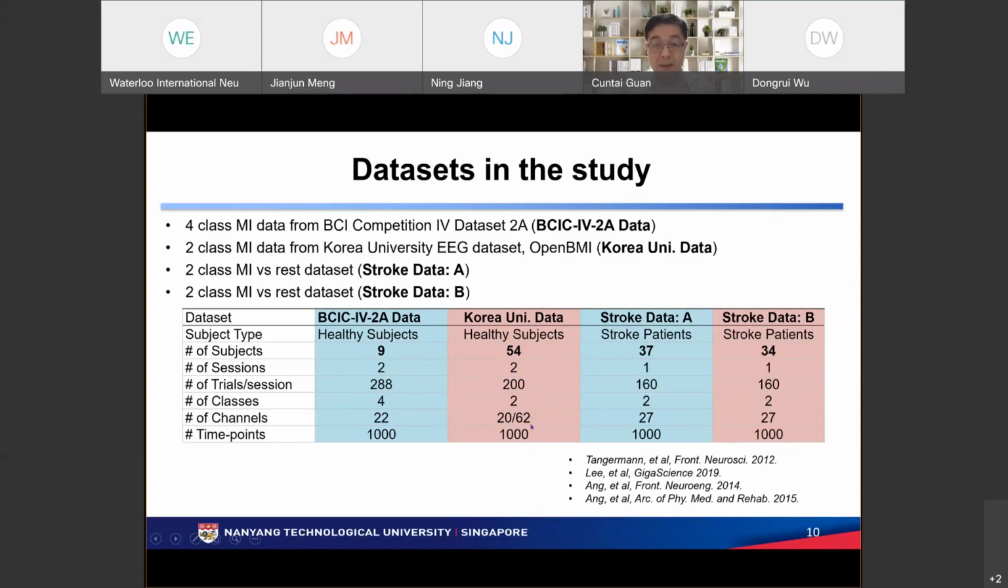And depending on the scenario, the subject-dependent case means you only use the data from this subject. Typically, we use a smaller number of channels, which is 20, which gives you the highest performance. Of course, if you try to build a subject-independent model, which I'm not going to talk about today, you need to look at the whole brain, all 62 channels, which will give you much higher performance compared to 20 channels. Then we have 2 datasets from our clinical study.